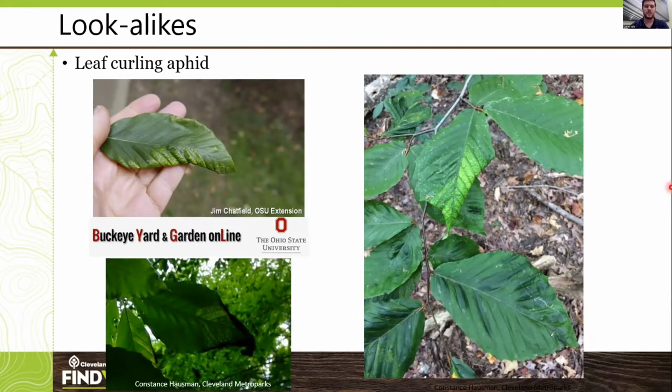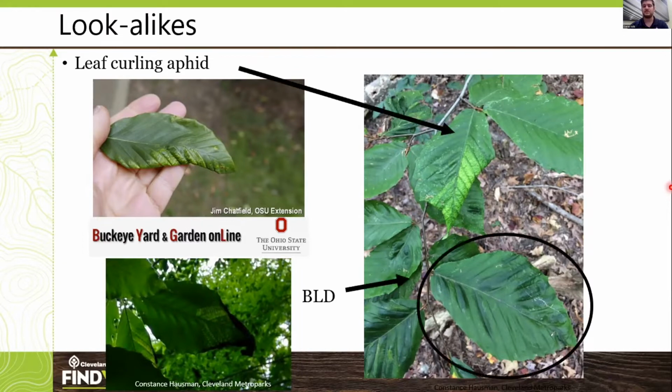And that's often what we get that looks very similar to beech leaf disease, but in fact is quite different. This tends to be over a pretty large, continuous area of the leaf, whereas beech leaf disease can be banded and have large spaces between those bands. But we do see these co-occurring over the same range. They don't seem to be related in any way as far as tree health or disease progression, but it is a common look-alike that often confuses people.